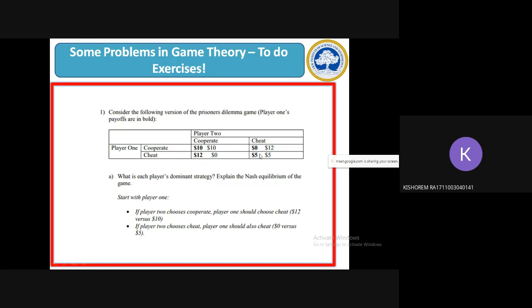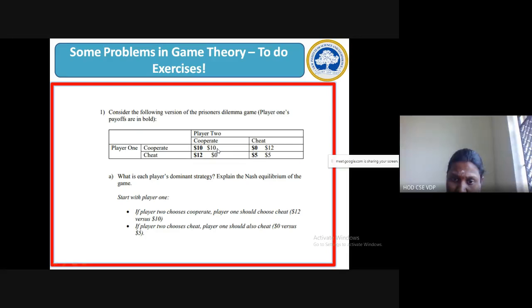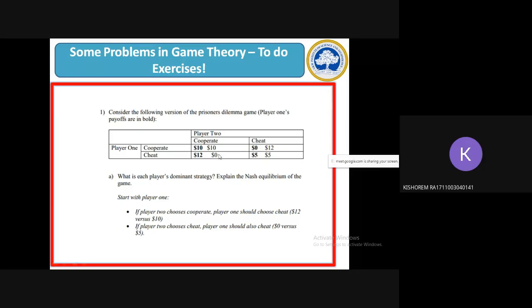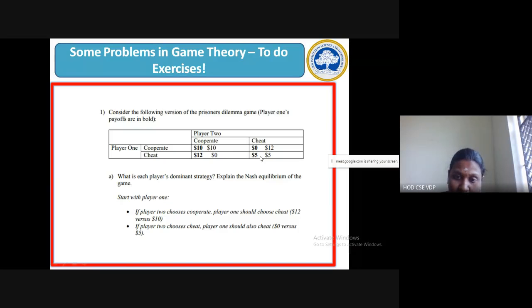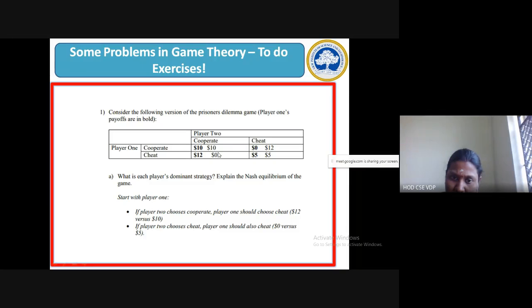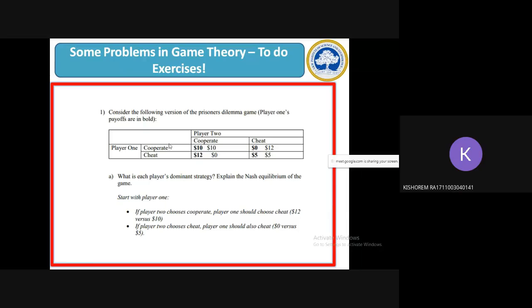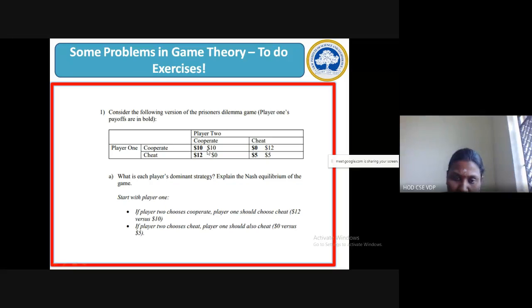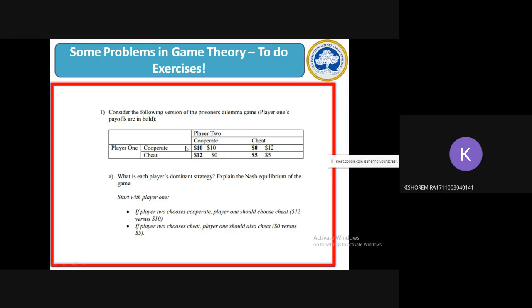It's already given: 10 and 0, 12 and 5. Nash equilibrium is 10 comma 10, right? Yes, ma'am. You're talking about dominant strategy. If you see for dominant strategy, 10 and 12 is higher than 0 comma 5, right? So you mean to say that you will delete cheat, correct? You'll keep only cooperate, 10 and 12.